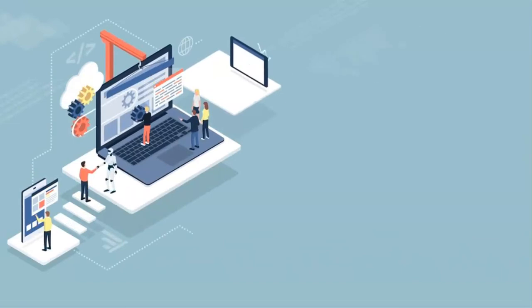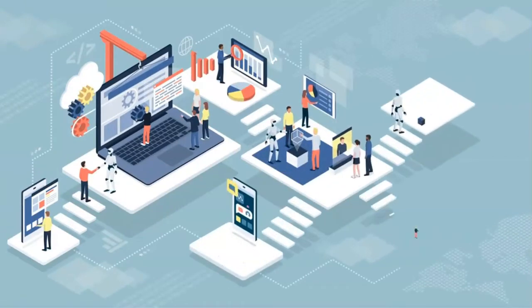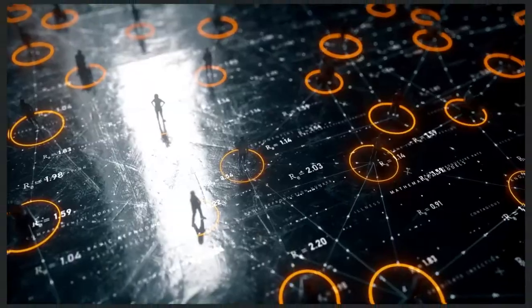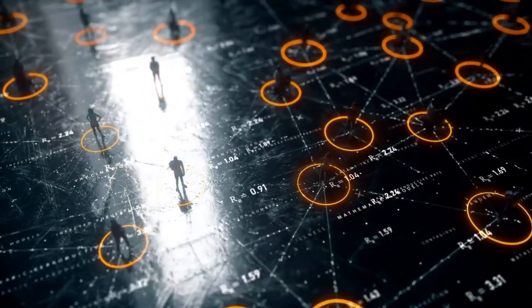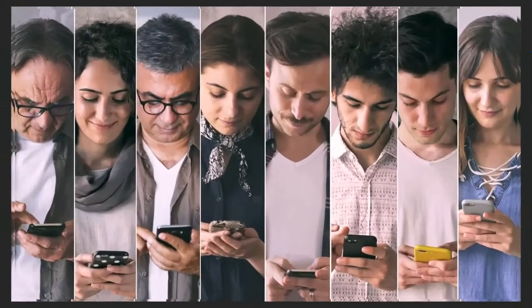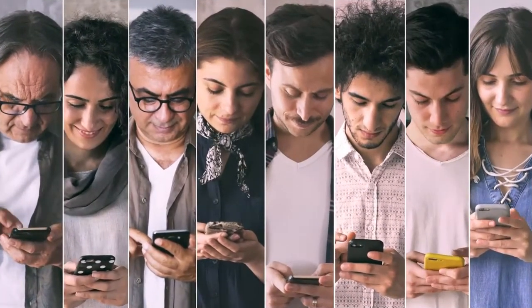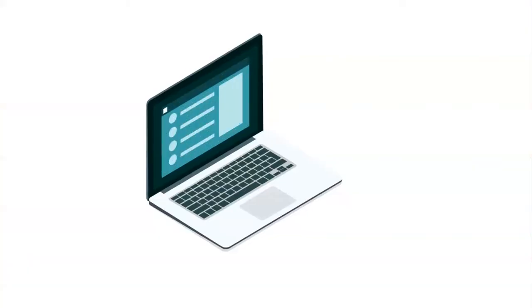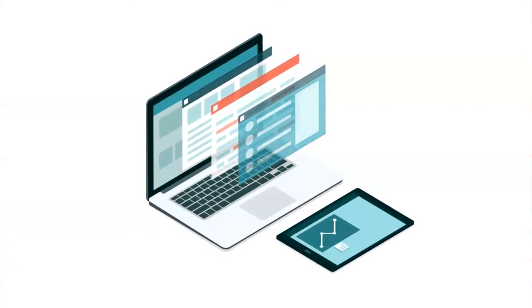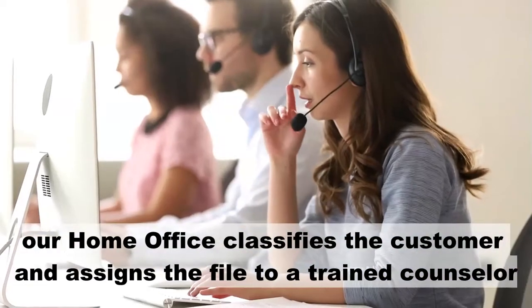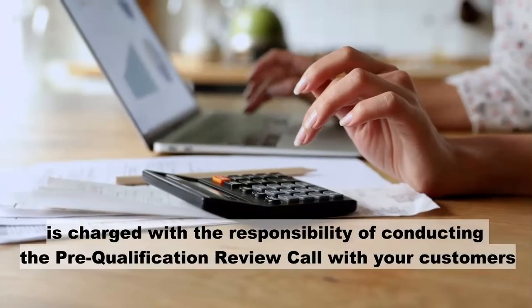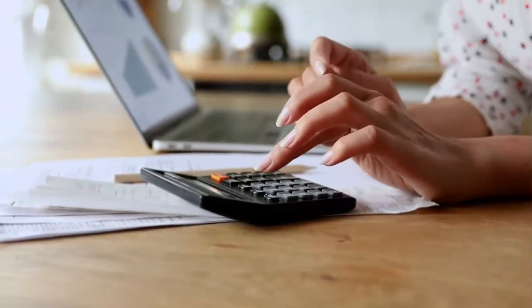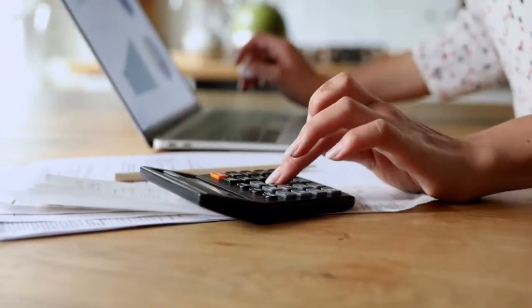Tracking your customers' workflow. In this example, we will talk about your homebuyers applying to receive down payment assistance from fundmyhome.org. Let's review. Your customers use our online down payment assistance calculator, create their customer ID number, and submit their down payment assistance pre-qualification questionnaire. Once the customer ID is created, our home office classifies the customer and assigns the file to a trained counselor. The first department in this homebuyer workflow funnel is charged with the responsibility of conducting the pre-qualification review call with your customers to confirm the dollar amount of their potential eligibility.